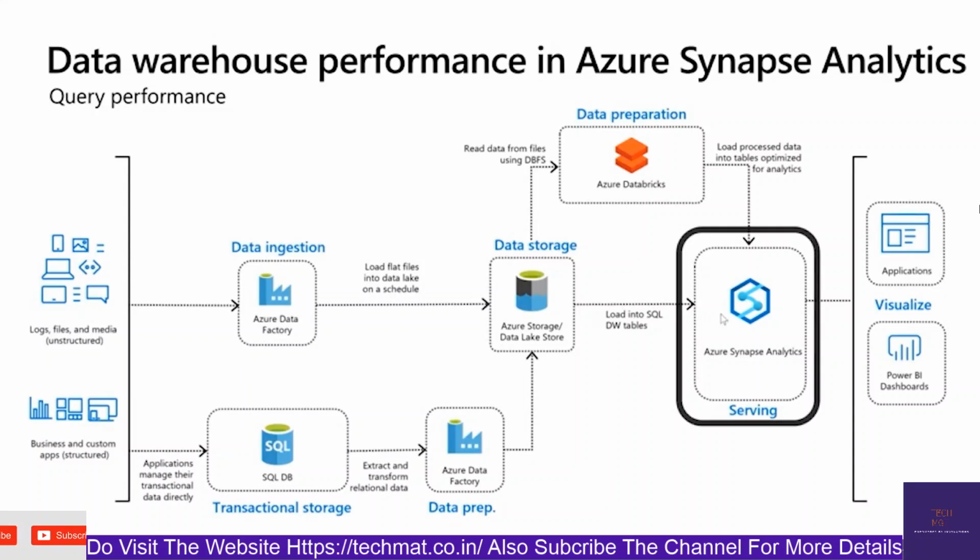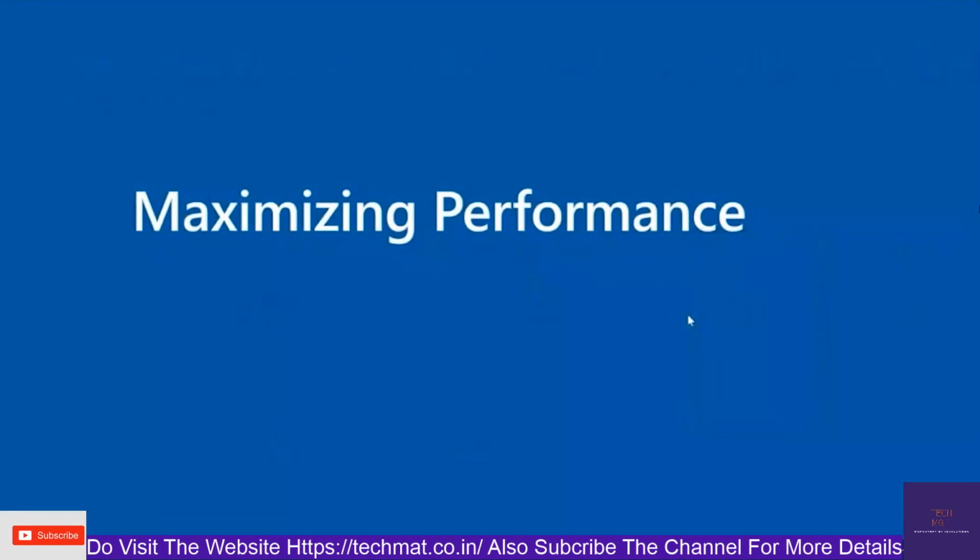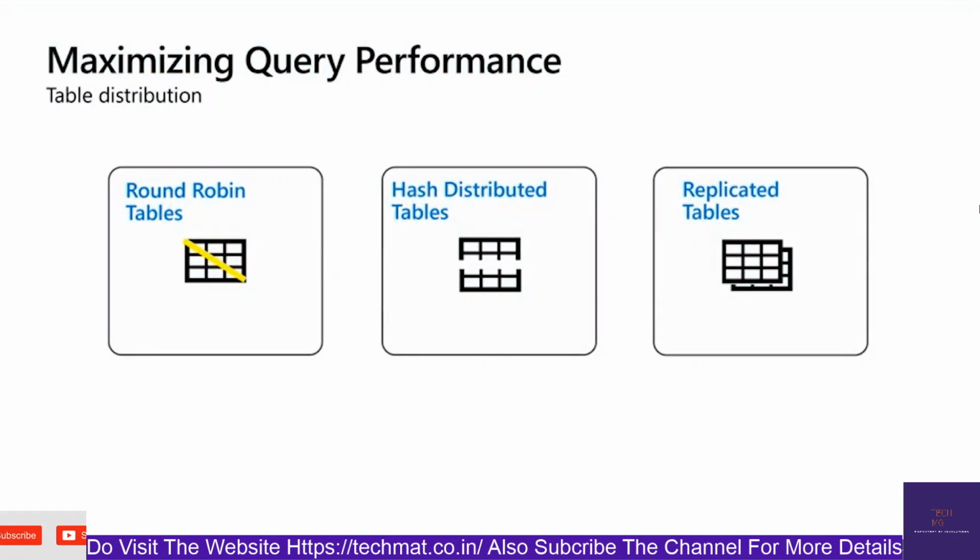Compute and storage act as a serving layer and serve applications, BI tools, data analytics tools, and so on. So it's on the consumption side, and it's mainly the read queries we're talking about. But let's talk about maximizing the performance. To maximize the query performance in MPP systems, we have three major table distribution styles.